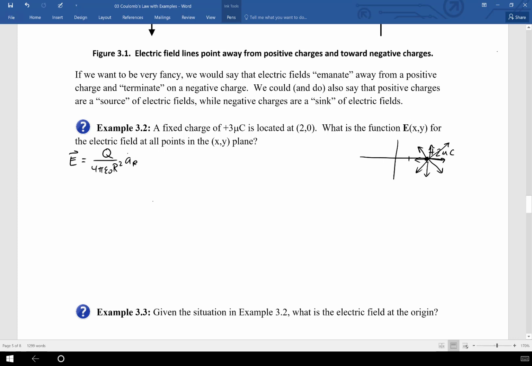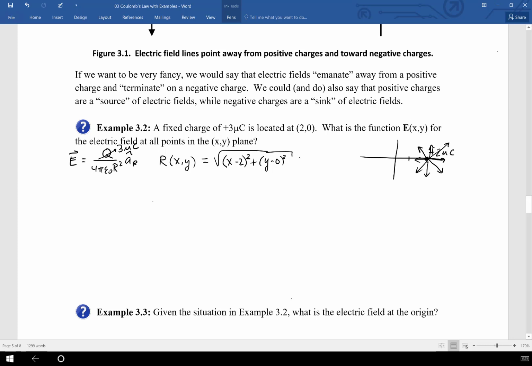And I can immediately identify that this Q is going to be 3 microcoulombs. Now, I do need to figure out what is going to be R, what is going to be a sub R, and so forth. Let's go ahead and figure out what is R for a given point. So R is now a function of X and Y. Well, R is going to be how far is this point from the point (2, 0). So what is the square root of x minus 2, the quantity squared, plus y minus 0, the quantity squared. That is the distance of any point in the xy plane to the point (2, 0).